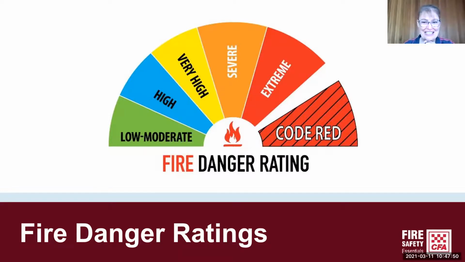The fire danger rating system, and you've probably all seen it, has a little arrow that goes from low to high, showing what the danger rating for that day is.